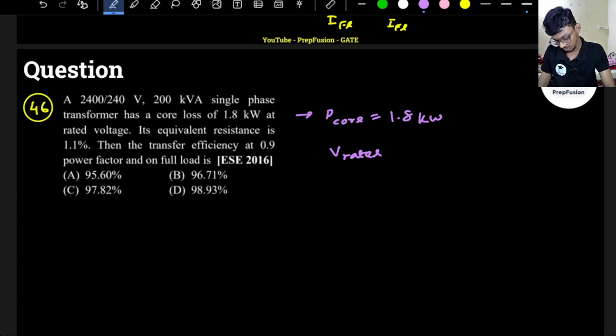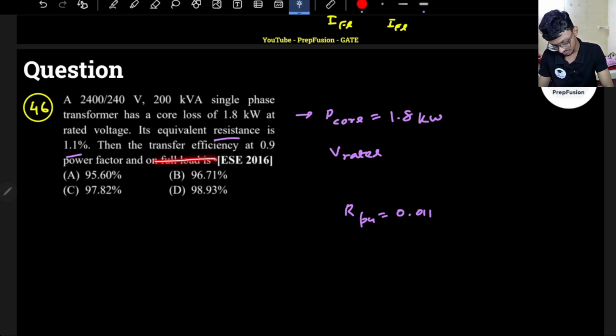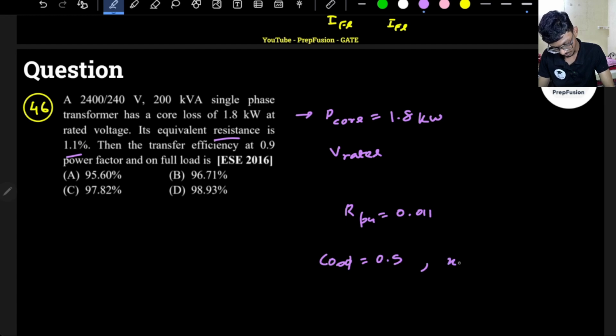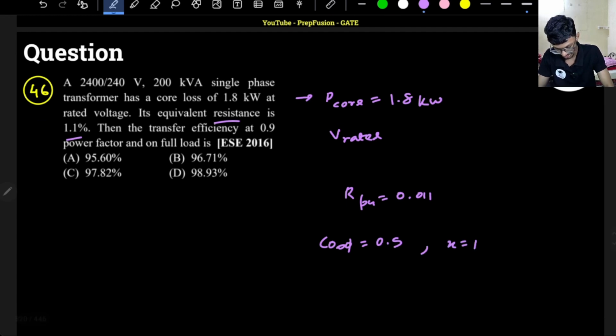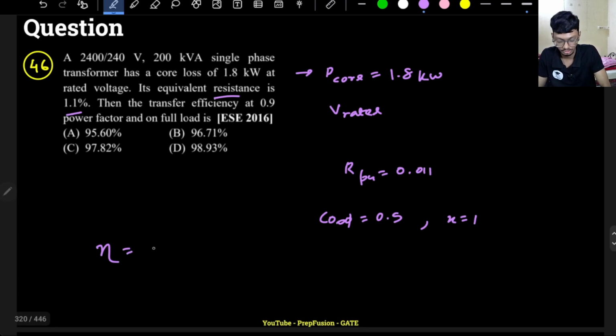Okay, its equivalent resistance is 1.1%, that means its RPU is 0.011. Then the transformer efficiency at 0.9 power factor. So when my cos phi is 0.9 and on full load, means x is 1, what is the transformer efficiency? Basically they are asking me what is the efficiency at this full load at this power factor.